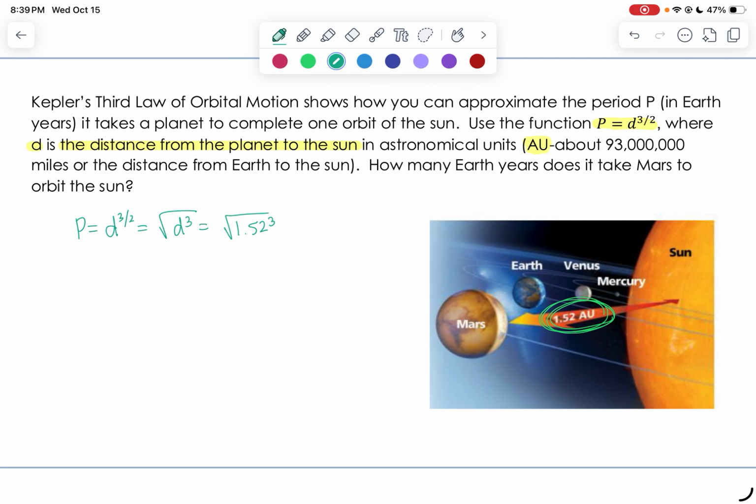This isn't a problem where I would expect you to know how to do this, like 1.52 cubed, blah, blah, blah. You have a decimal. This is a problem where you would have a calculator. Okay. What I want to show you is that you could type this 2 ways into the calculator, okay?